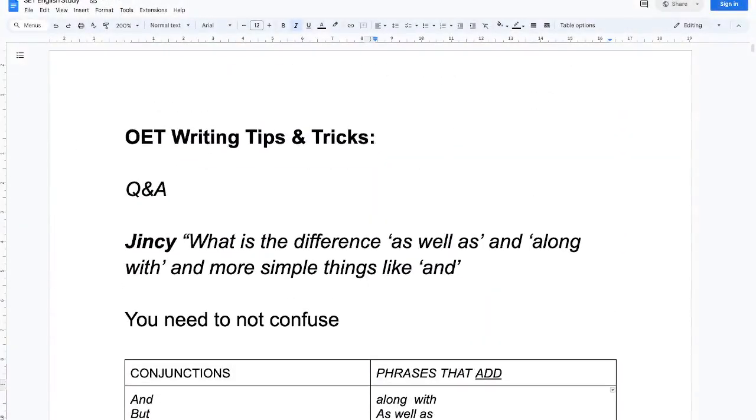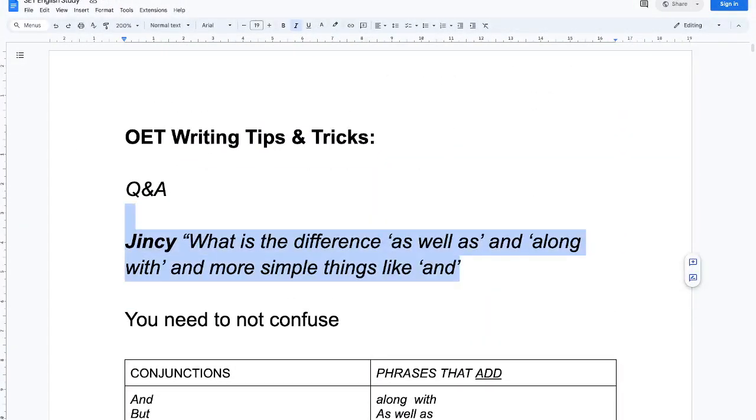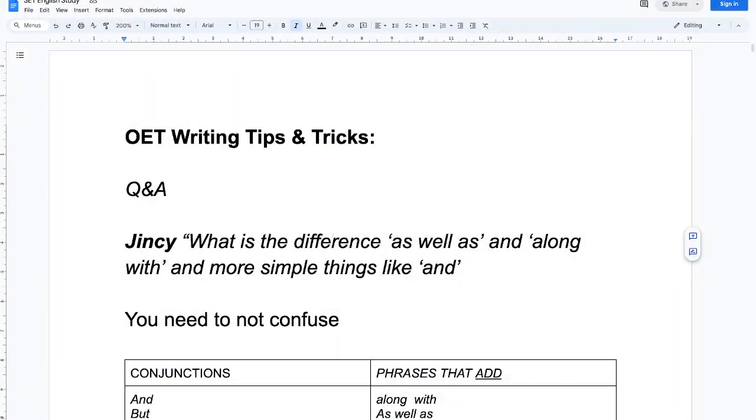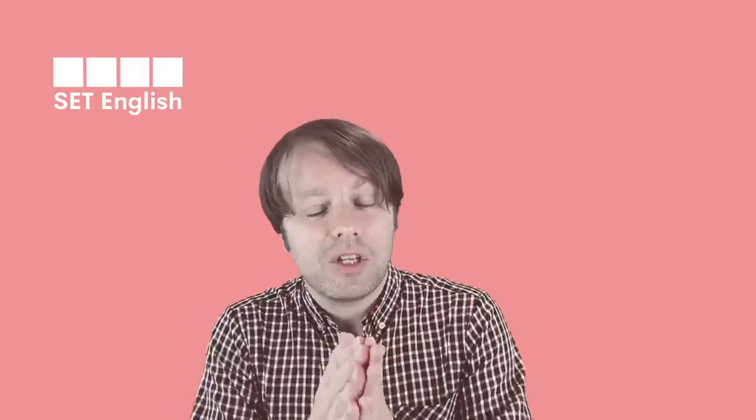So guys, I'm going to say that's a question. Believe it or not, that was a question from one of the students who follows SET called Jinsey. Thank you for that brilliant question, Jinsey. She says, what is the difference? Now, the key thing here, Jinsey, is that you need to practice, okay? I can explain it to you. I hope this makes sense.